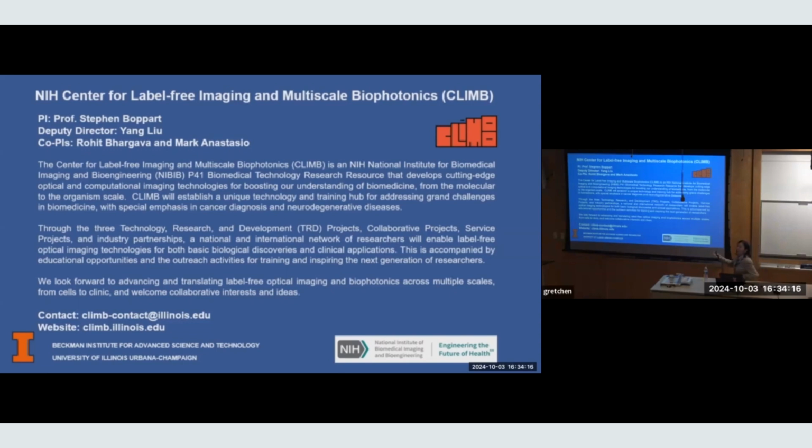I think some of you probably know the story behind the center. The center was initiated by Gabby Popescu, who was one of the pioneers in quantitative phase imaging. He unfortunately passed away just a few days before the center award was announced. After that, Steve Boppart stepped up to become the director of the center.